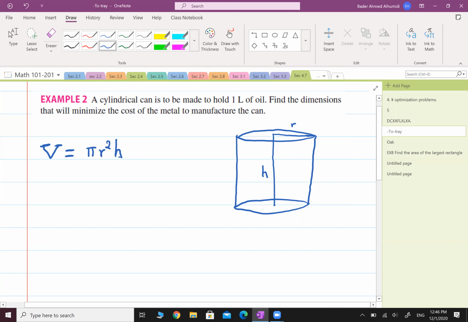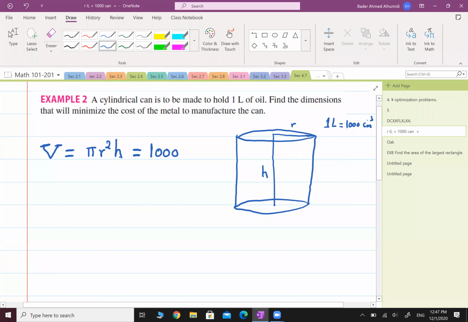It is the area of the cross section, which is a circle of radius r, which is πr², times the height, which is equal to h. This is given in the question to be equal to 1,000, because 1 liter is 1,000 centimeter cubed. I can write it here: 1 liter is equal to 1,000 centimeter cubed. Okay, we are converting it into a unit of distance.